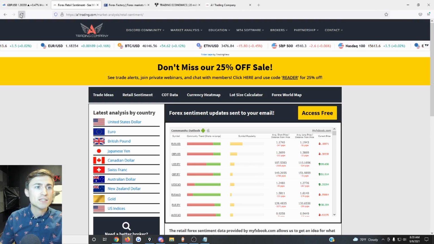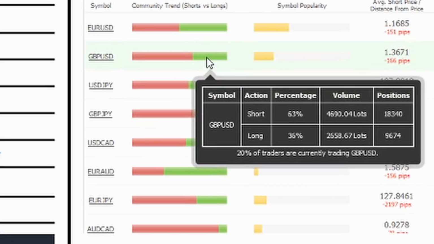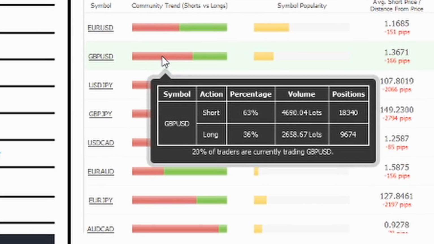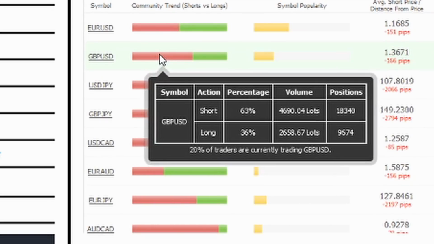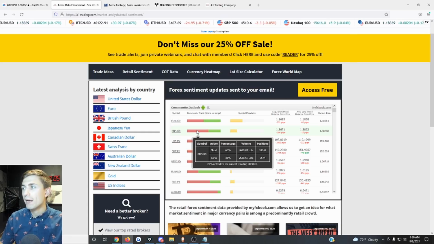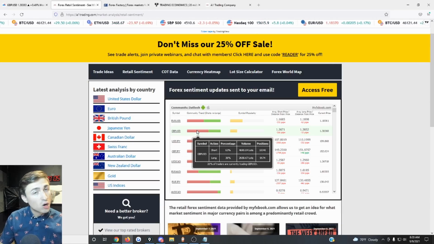I want to show you guys something else that might be interesting to you. Check this out. If we head over to the website, this is a1trading.com. This is our company website. You can see the retail sentiment. What this is telling us is that retail traders currently are 63% short on the pound against the US dollar. Why does that matter? Well, if we know that the pound dollar is heavily shorted by retail traders, it gives me that added extra confluence to want to stay on the long side.